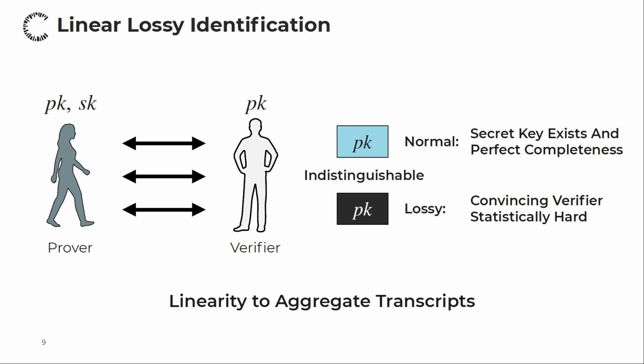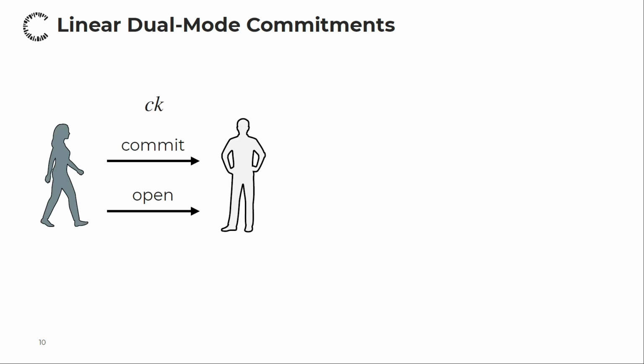And then we also need some linearity property. I will not explain that in detail, but the intuition is that we later want to take multiple transcripts and aggregate them together into a single transcript. For that, we need some linearity property. Now, the second building block is this linear dual mode commitment scheme. So let's again start with a commitment scheme. Alice commits to some message to Bob using a commitment key, and then later she can open this commitment to the message that she committed to.